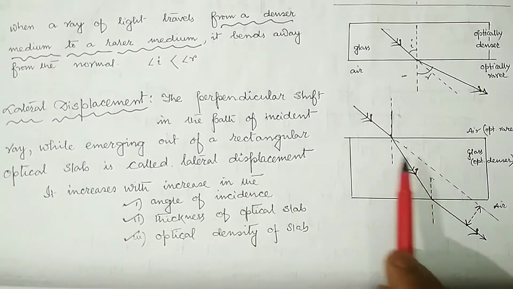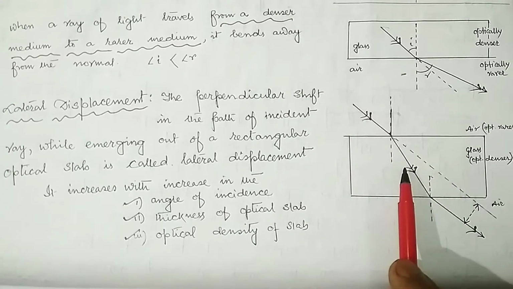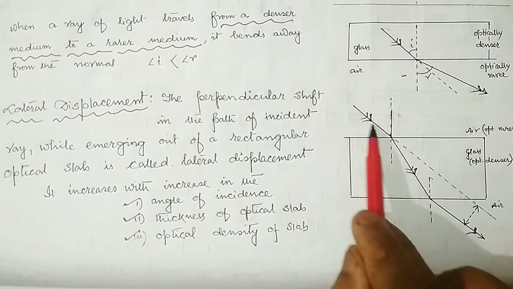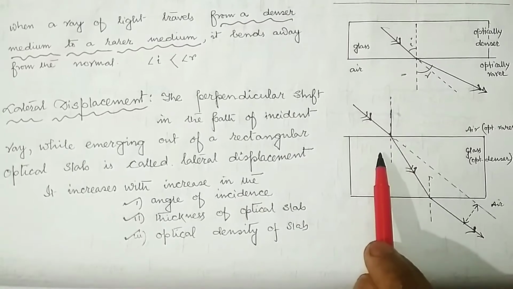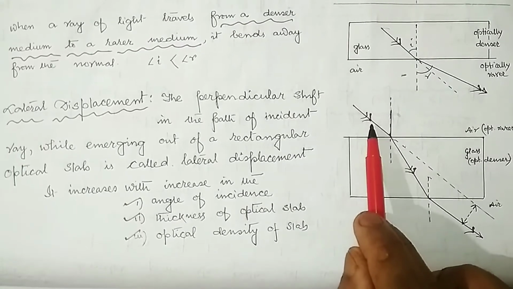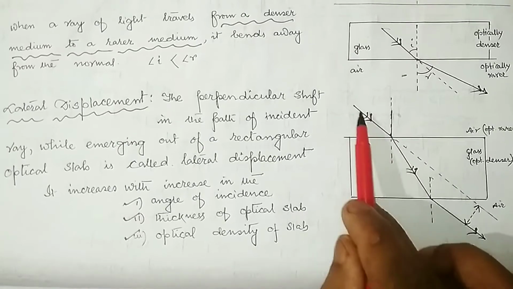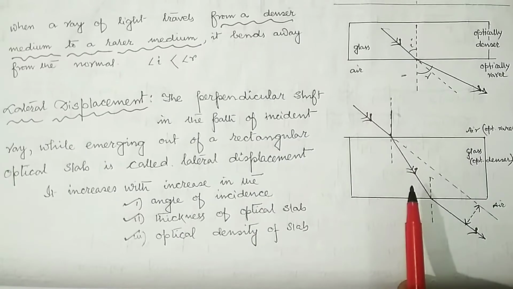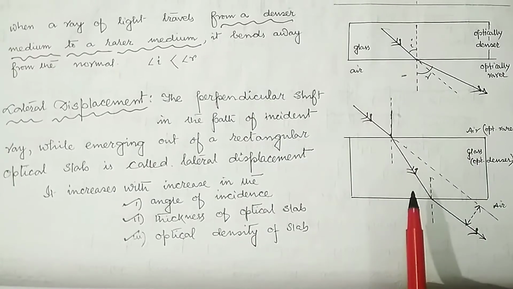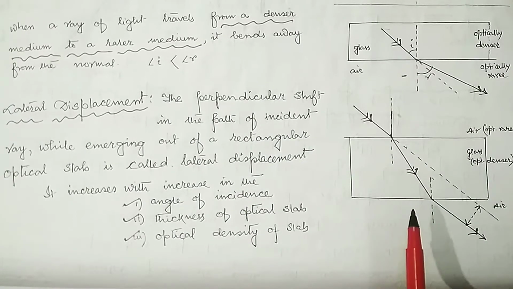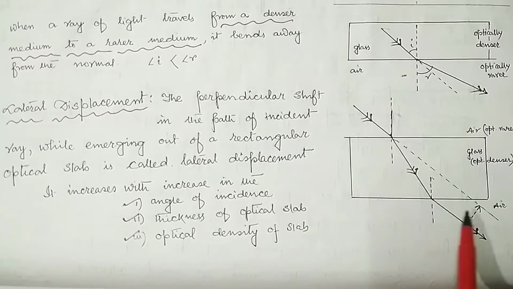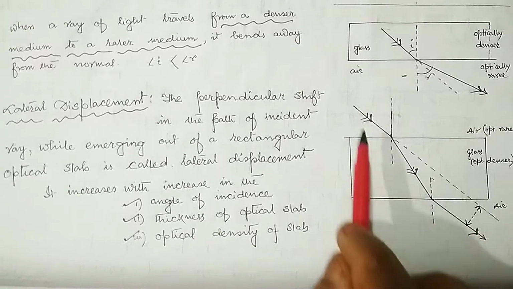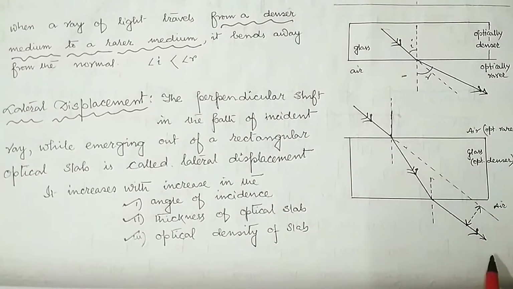In this figure, a ray of light is moving from air to glass and then glass to air. The ray going from air to glass is moving from an optically rarer medium to an optically denser medium, so instead of going straight, it will bend towards the normal. Here the ray is going from glass to air, that means from an optically denser medium to an optically rarer medium, so it will go away from the normal. The perpendicular distance between the direction of the incident ray and the emergent ray is called lateral displacement.